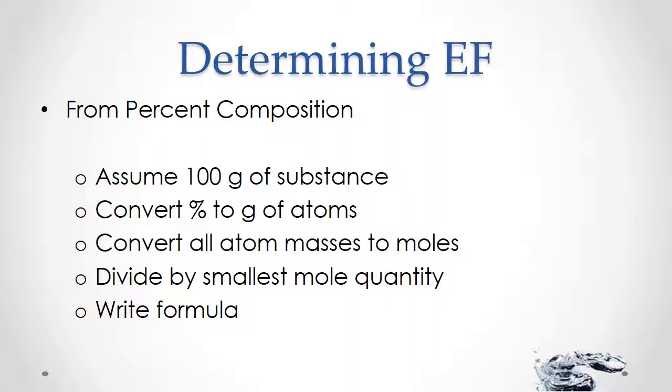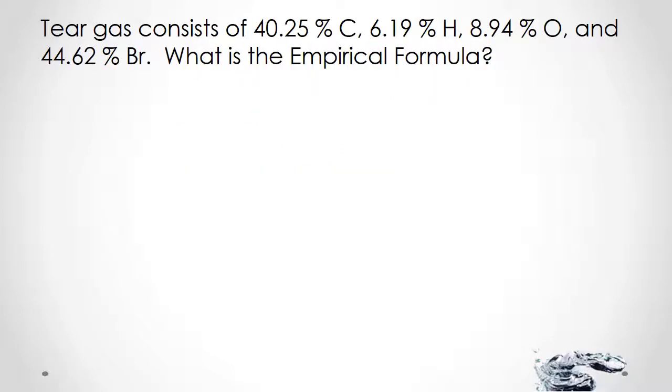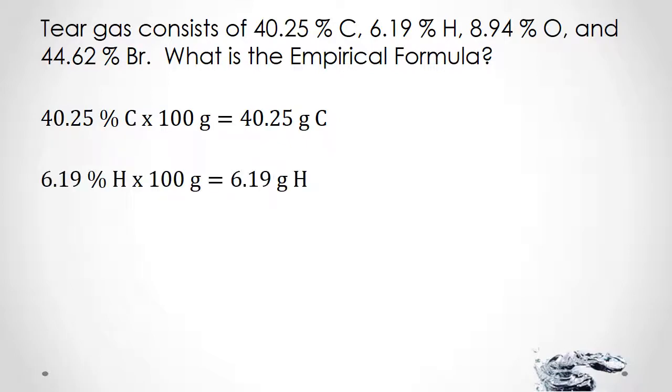So let's go ahead and start this off. Tear gas consists of 40.25% carbon, 6.19% hydrogen, 8.94% oxygen, and 44.62% bromine. What is the empirical formula? Well, the first thing we have to do is go through and convert all of our percentages to grams. So I'm going to take the 40.25% carbon, multiply it by 100 grams of the substance, and get 40.25 grams of carbon out. I'll do the same thing for hydrogen.